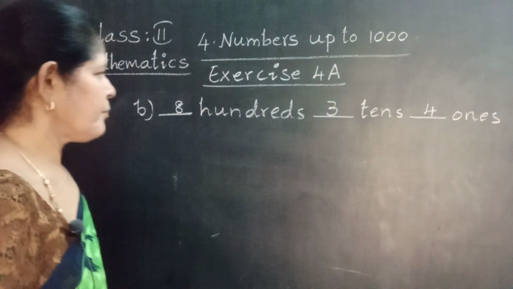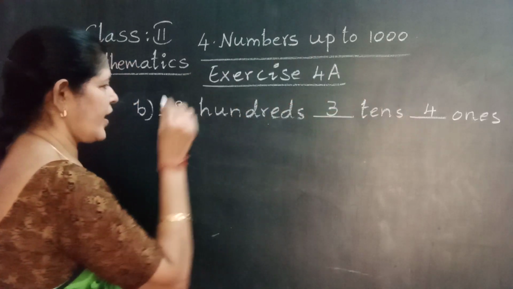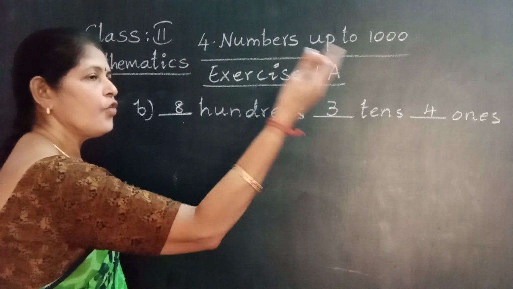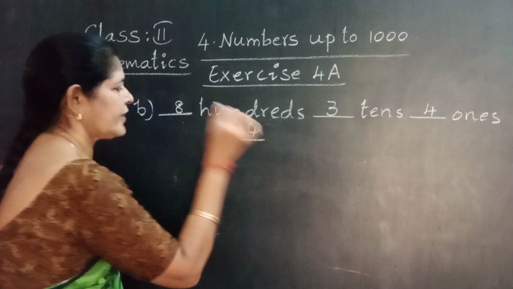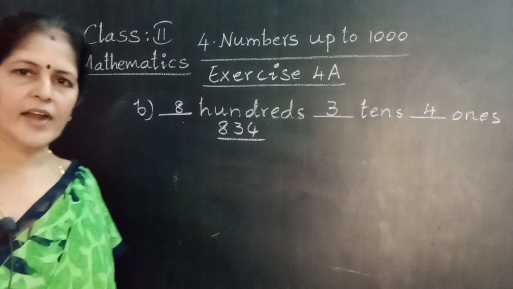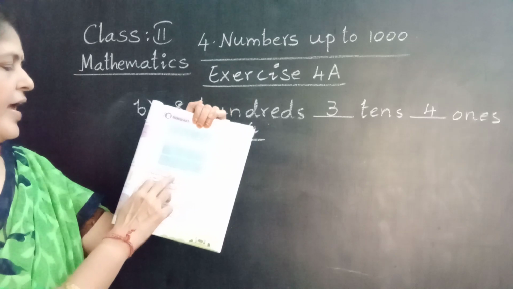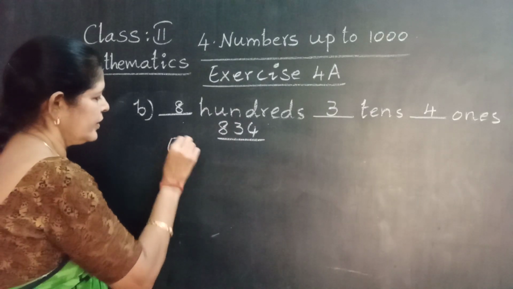Now tell me the number. 8 hundreds, 3 tens, 4 ones. 800, 3 tens, 30, 4 ones, 4. We get the number 834. What is the number we got? 834. Here write number name. Come on.